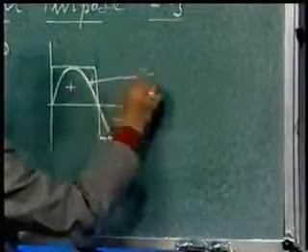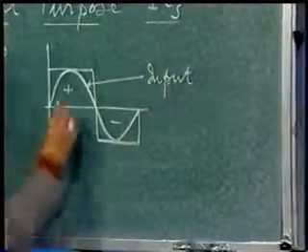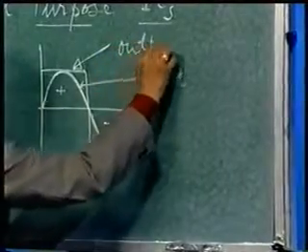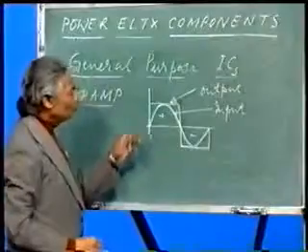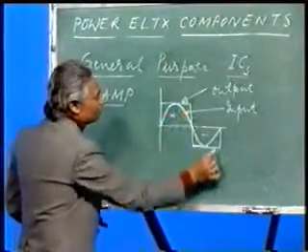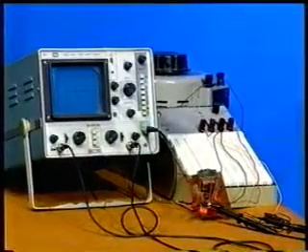So, what does it mean? This is the input which is sinusoidal, and this is the output. If you look carefully, you will find the input is sinusoidal, but the output is a square wave. Now, we can verify the same thing experimentally also.